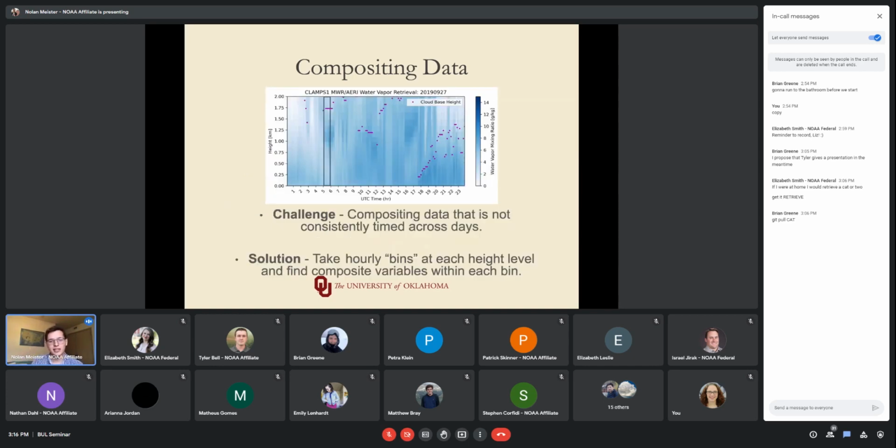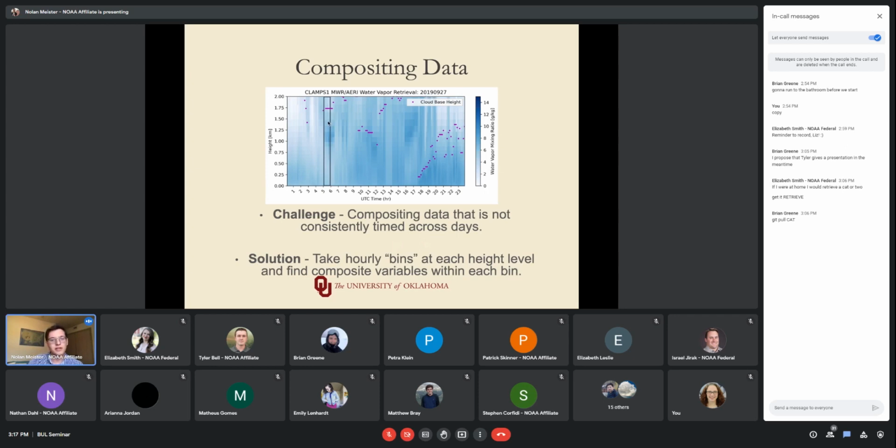The final challenge that I had, and this was a unique one, was that I couldn't just stack up all the data sets on top of each other to compare them, because sometimes observations on one day might be taken at 519 UTC, and the next day at the same height level, they were taken at 520. So the challenge was to composite data that wasn't consistently timed across days. And the solution to that was basically to take an hourly bin. So I have outlined the bin from 5 to 6 UTC based on this one day that occurred in the Wisconsin fall data set.